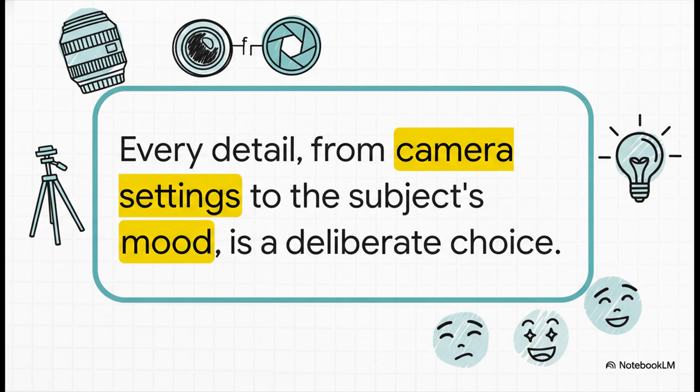And what's so cool about this is the amount of control you actually have. The most amazing AI images out there, they are not accidents, not at all. They are the result of conscious, deliberate choices. Every single detail, we're talking the type of camera lens, the precise lighting, the exact mood you want the subject to have, it's all an intentional decision made by the person writing the prompt.